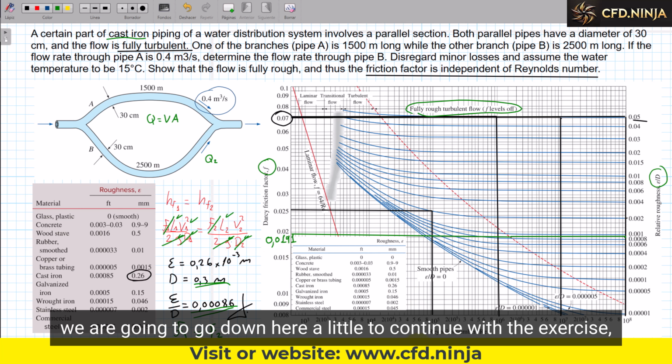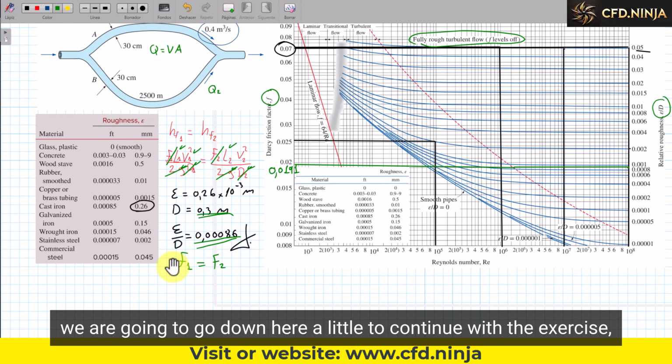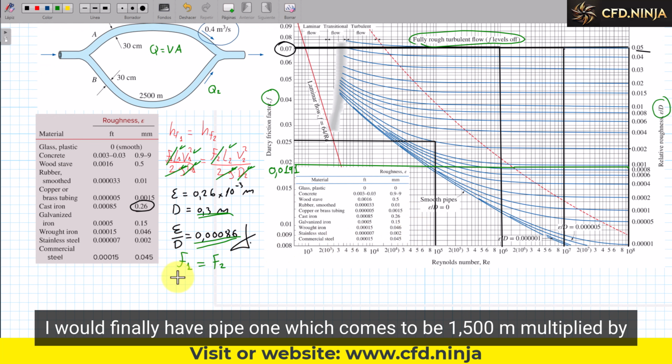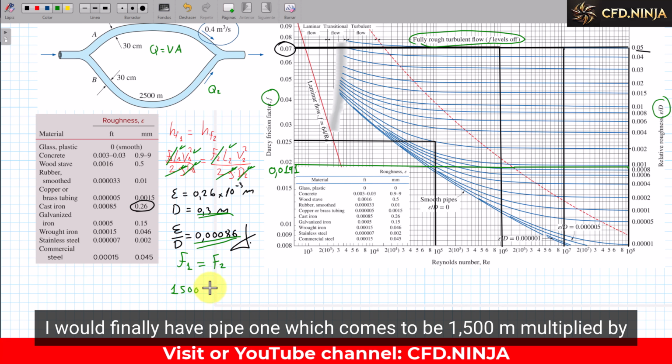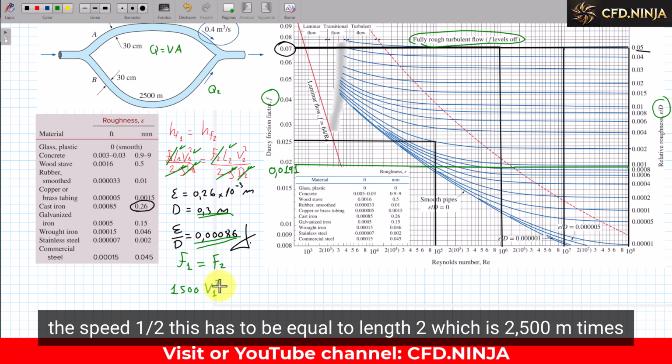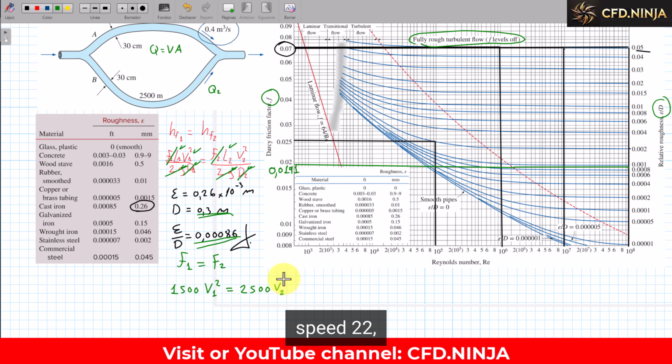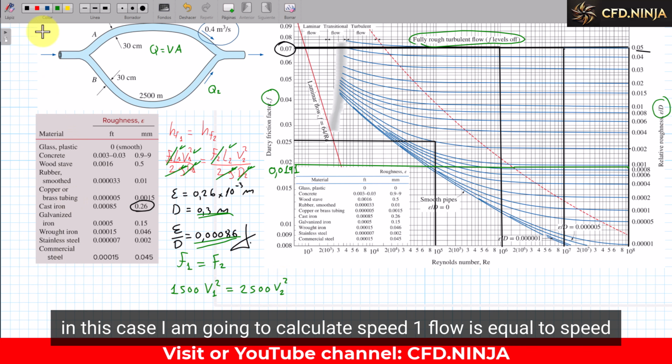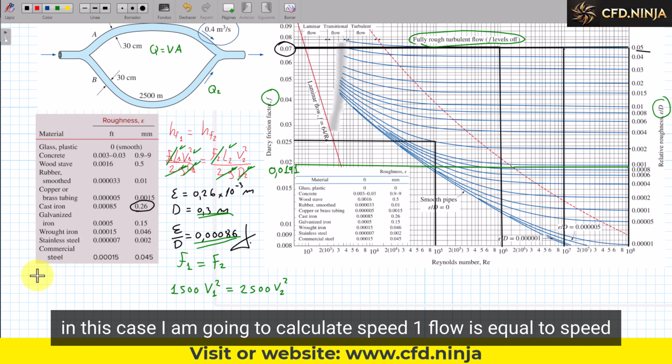We are going to go down here a little to continue with the exercise. I would finally have pipe 1, which is 1,500 meters, multiplied by the speed 1 squared. This has to be equal to length 2, which is 2,500 meters times speed 2 squared. In this case, I am going to calculate speed.